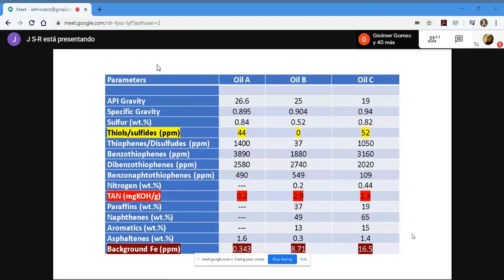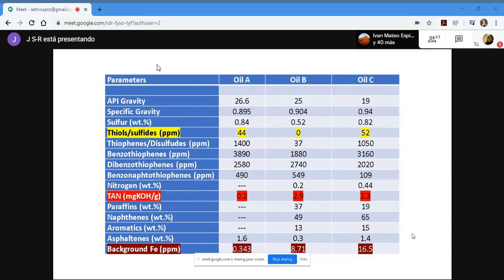We also chose 3 different oils. These oils were provided to us by the oil company Statoil, which is now being rebranded as Equinor. The oils have different compositional parameters. They vary quite a bit in terms of these compositions.